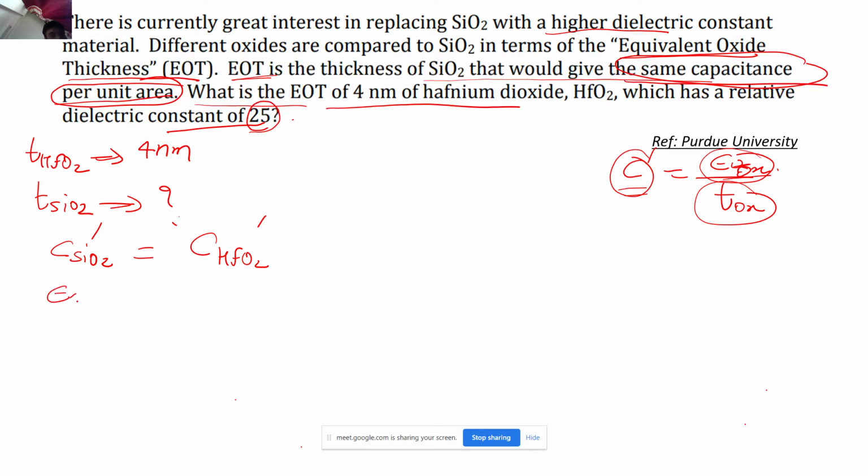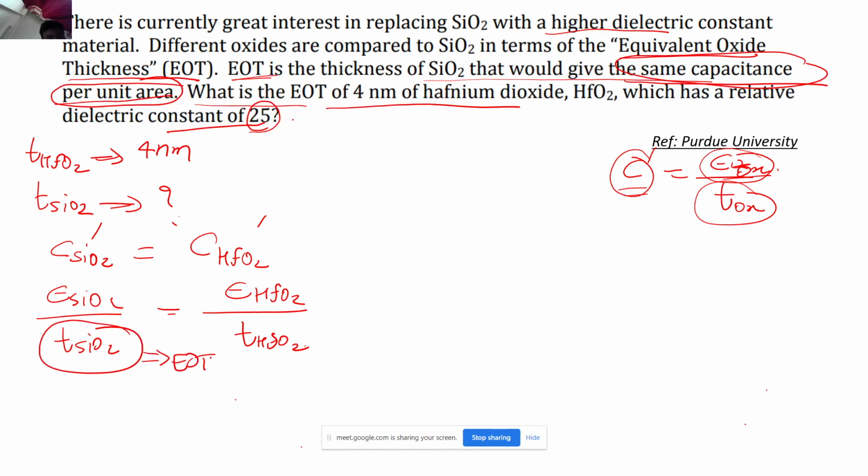So this is epsilon of SiO2 divided by T of SiO2 equals epsilon of HfO2 divided by T of HfO2, correct? And now by the definition, EOT is the thickness of SiO2 that would give the same capacitance, right? So thickness of SiO2, this is my EOT, correct? So now by just rearranging, we will get EOT as epsilon of SiO2 divided by epsilon of HfO2, into thickness of HfO2, correct?